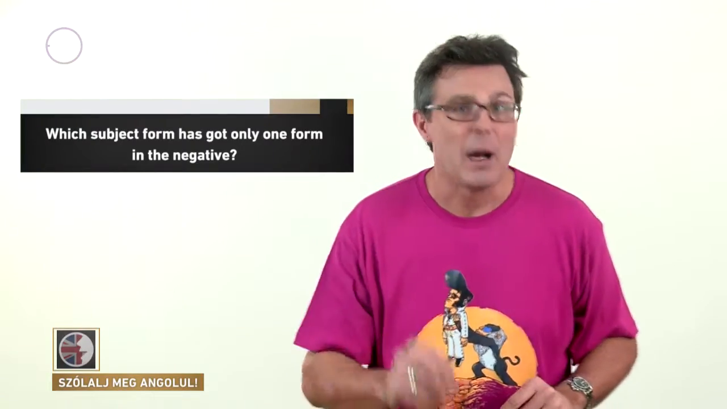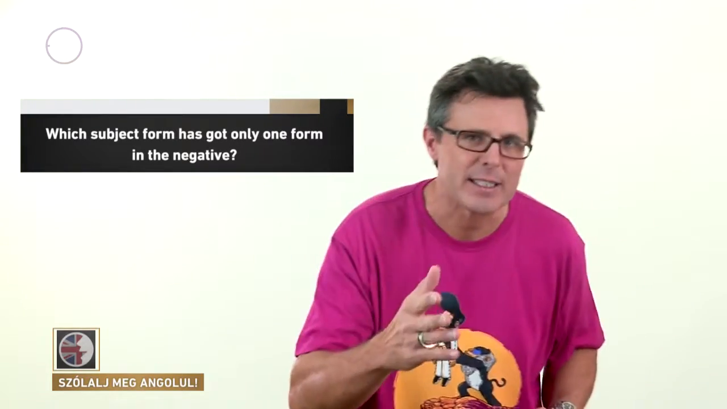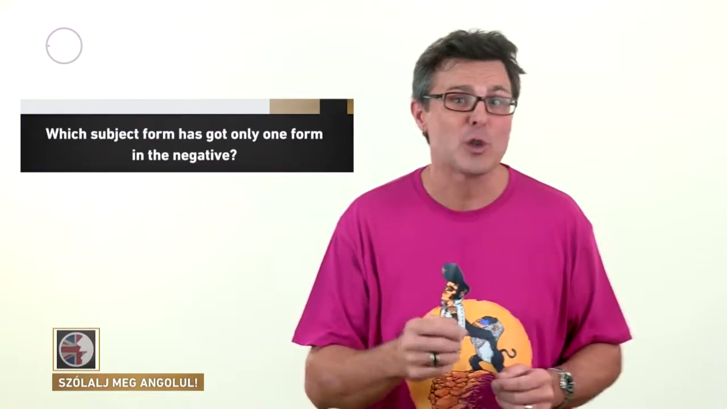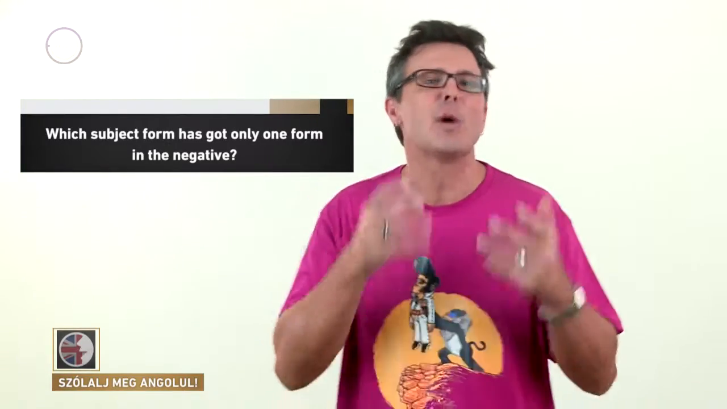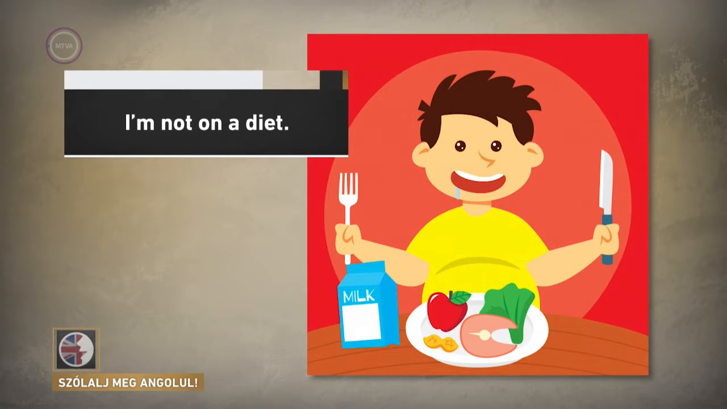All right, and now a quick question. Which subject form has got only one form in the negative? Yes, that's right. The only time when we don't have a choice when we're making a negative sentence is when the subject of the sentence is the first person singular. I'm not on a diet. That's it. There's only one abbreviated form. We can't say, I amn't on a diet. That's horrible. So, we can choose the way that we make negative sentences using the verb to be when the subject is not the first person singular.